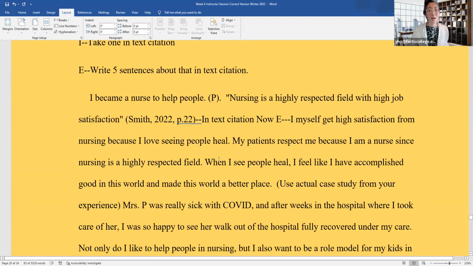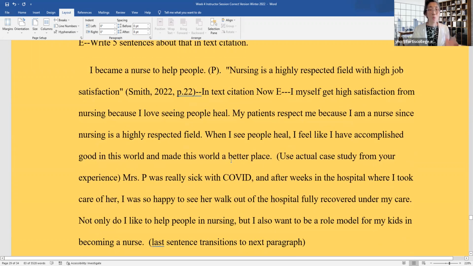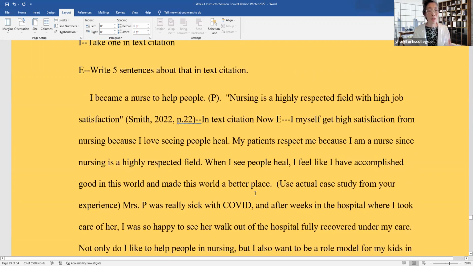I became a nurse to help people, and then I have one in-text citation. Nursing is a highly respected field with high job satisfaction. And then you have 5 sentences that explain that in-text citation. So if you want to try out using an in-text citation, just Google benefits of nursing, and you'll get plenty of quotes you can use for your in-text citation for your essay 1.